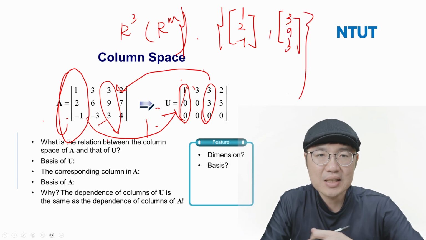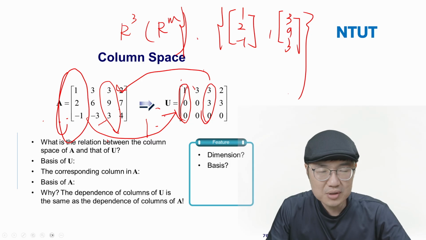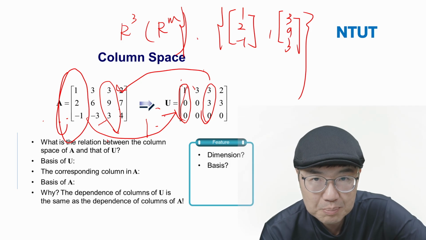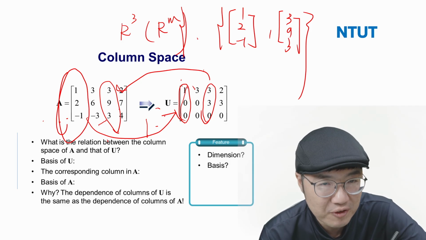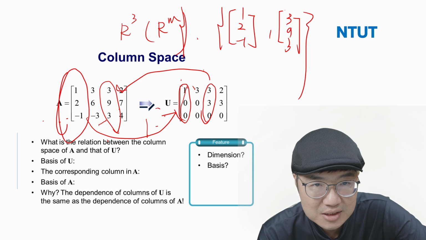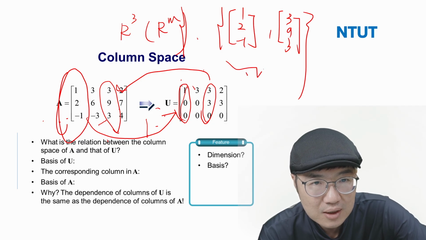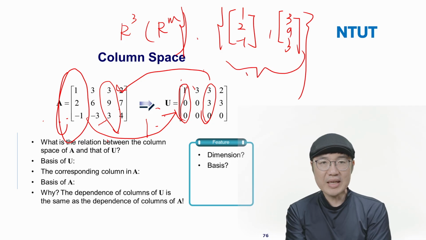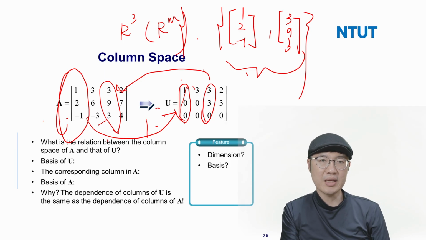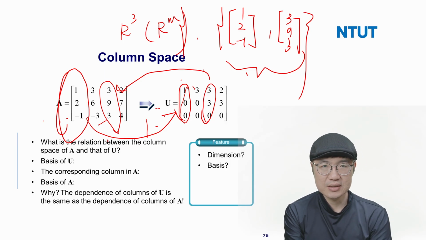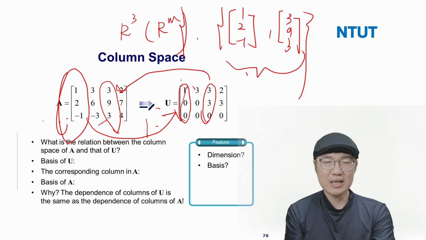I have to emphasize this one more time. Don't take the independent columns in U and consider them as the basis of the column space of A. No, the column space of A has such a basis, because only the two vectors here are independent. Basis of U is (1, 0, 0) and (3, 3, 0). And basis of A is (1, 2, minus 1) and (3, 9, 3). Different, very different. So how about the dimension?